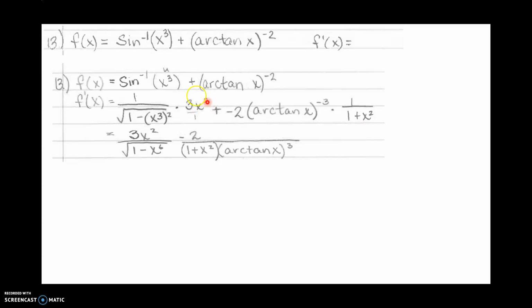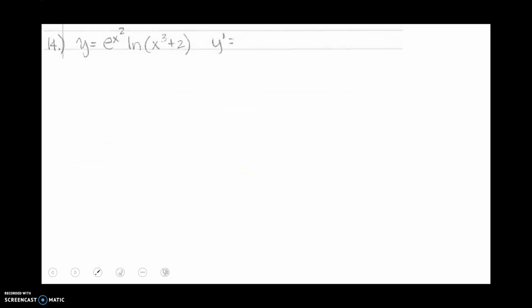So if we combine, this 3x squared is going to go in our numerator, and then down here, x cubed squared is x to the 6th. And then here I can put my negative 2 in the numerator, and I can put my arctan to the negative 3. I can move it down to the denominator and have arctan to the positive 3 along with the 1 plus x squared that was down there. And you can write that arctan, or you can write that tan to the negative 1, like inverse tan, either way that you want to write that.